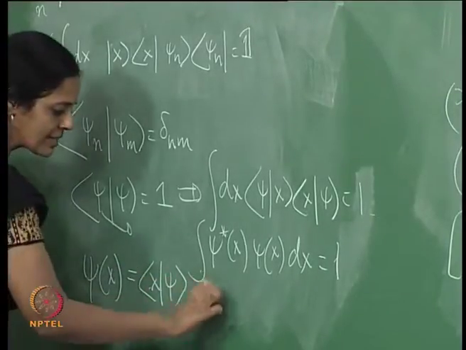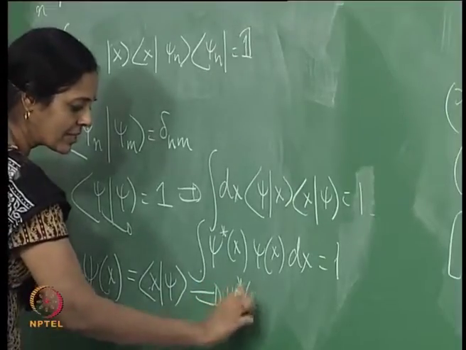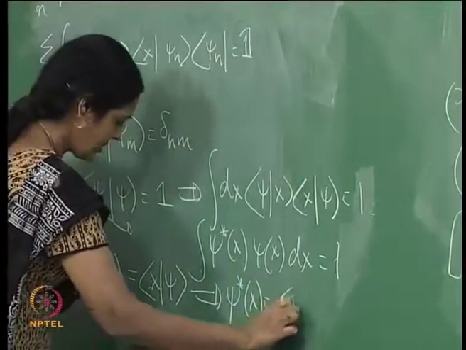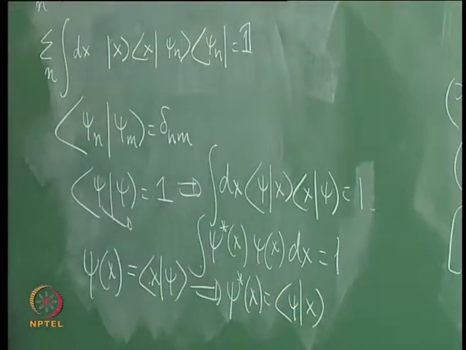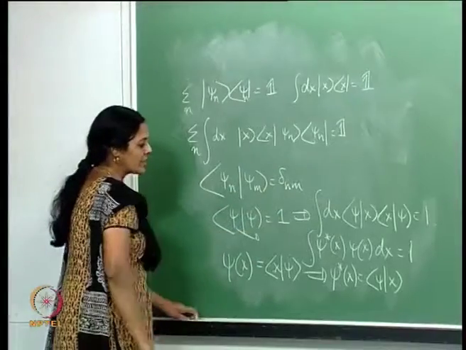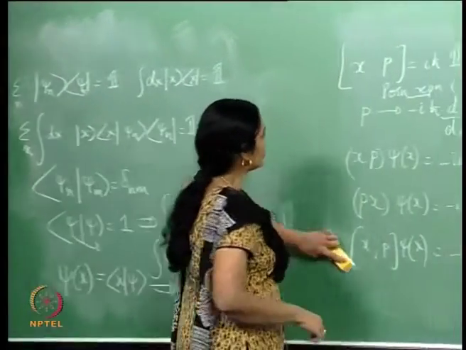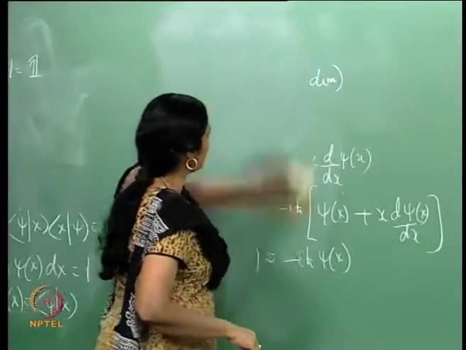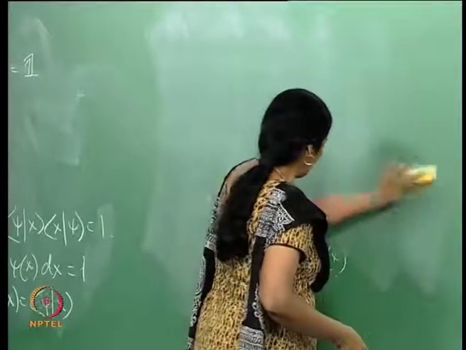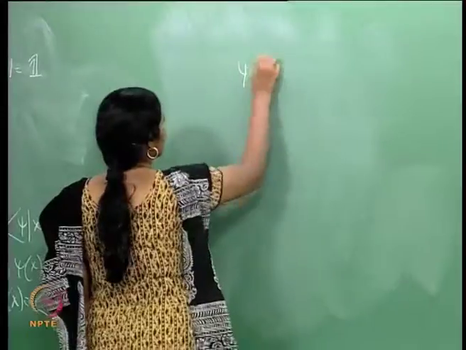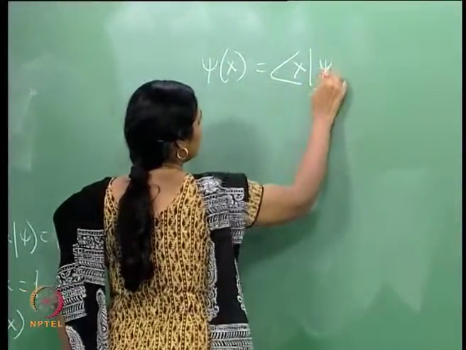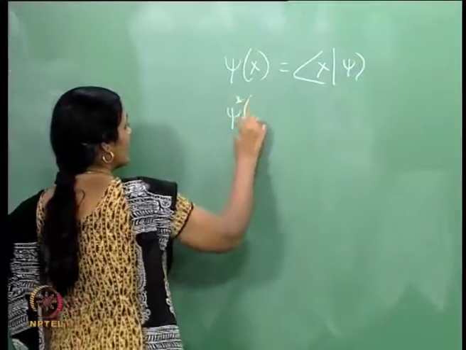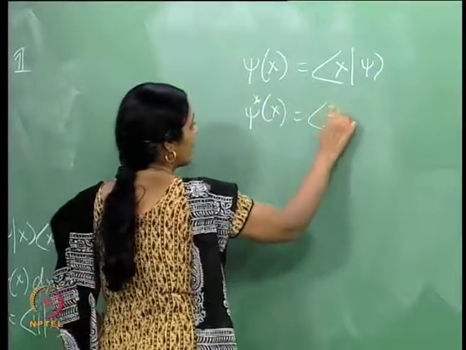This implies that psi star of x is ⟨psi|x⟩. I use bra psi ket x for psi star of x. So, by just introducing a complete set of states, I have understood what the notation is in terms of the Dirac notation. Psi of x, which is a function of x, is ⟨x|psi⟩. Psi star of x is therefore ⟨psi|x⟩.